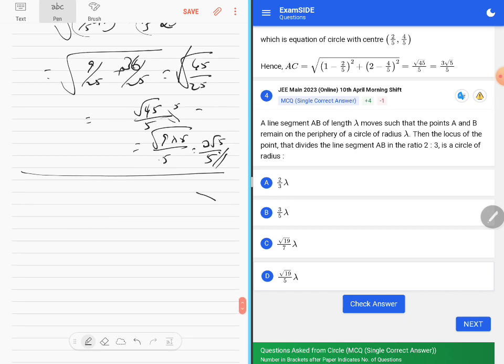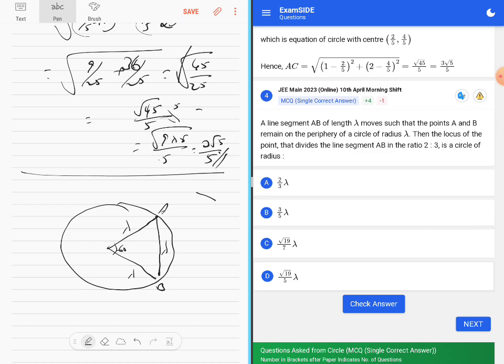The line segment AB of length lambda such that the point A and B remains on the periphery of the circle of radius lambda. The radius of the circle is also lambda, which means you're getting an equilateral triangle. Then the locus of the point P that divides the line segment AB in the ratio 2:3 is a circle. So I have to find the locus of the point P.